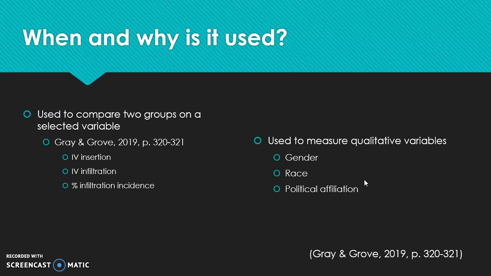But one example that was given in our textbook, which I thought was really helpful, was on page 321, where it talks about the chi-square. And it talks about the variables of IV insertion and IV infiltration, and how those two overall are related or are not to the percentage of infiltration incidents. I thought it was very interesting because it really laid this concept of the chi-square out for me, because we have the one group, which you could call the IV insertion.